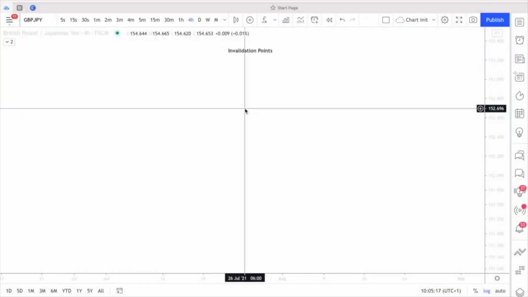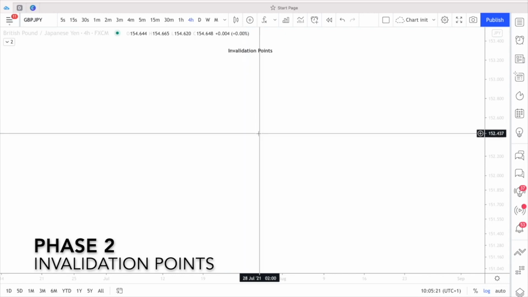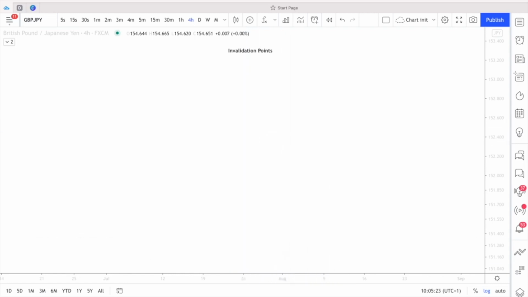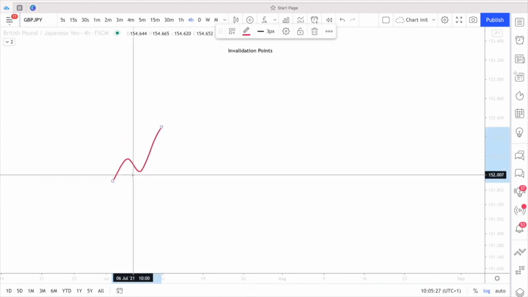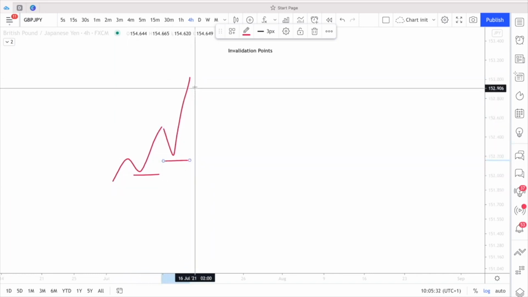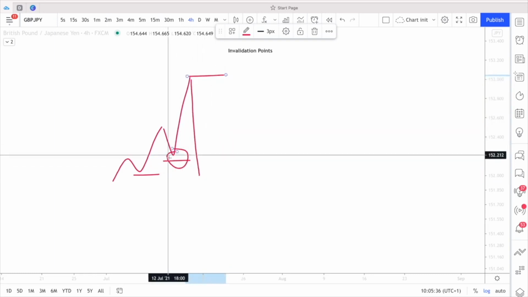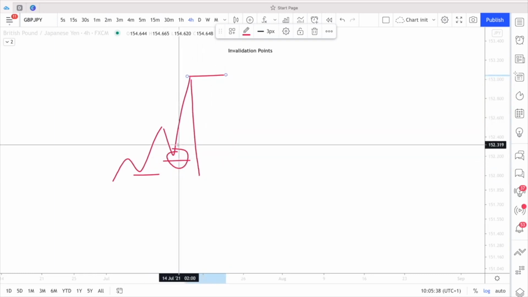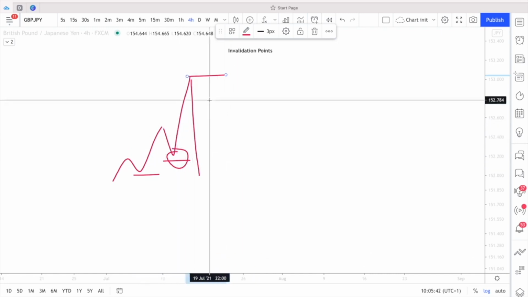Hello traders, and in this video we're going to talk about invalidation points. To start off, the first invalidation point that you will probably be aware of is our structure points. Obviously, if price goes into break structure, it invalidates this range, it invalidates our trading range, and therefore we stop looking to go long in this situation.